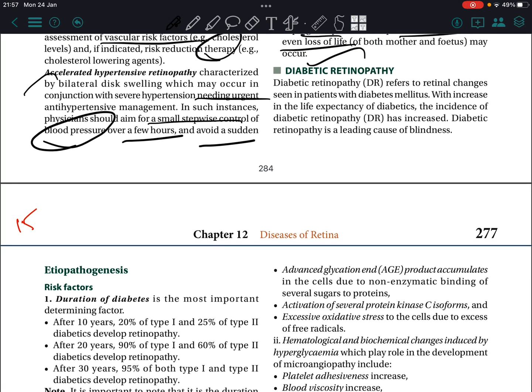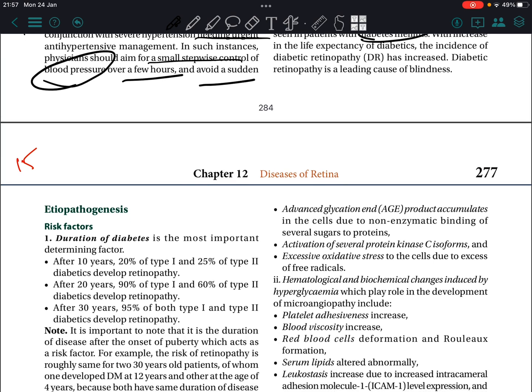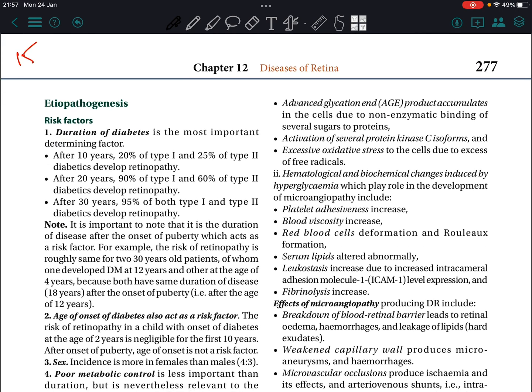Diabetic retinopathy: retinal changes seen in patients with diabetes mellitus. With the increase in life expectancy of diabetics, the incidence of diabetic retinopathy has increased. Diabetic retinopathy is a leading cause of blindness.